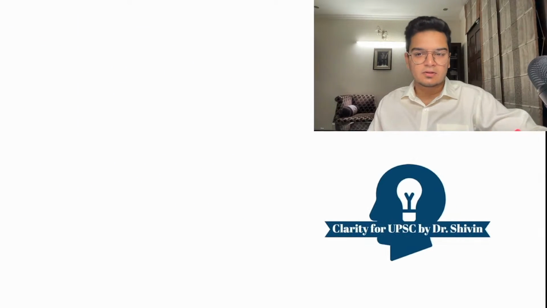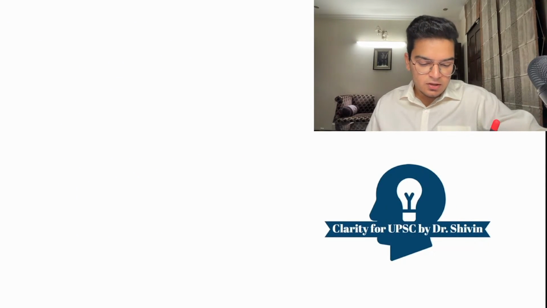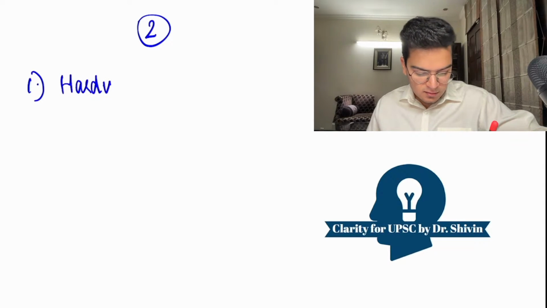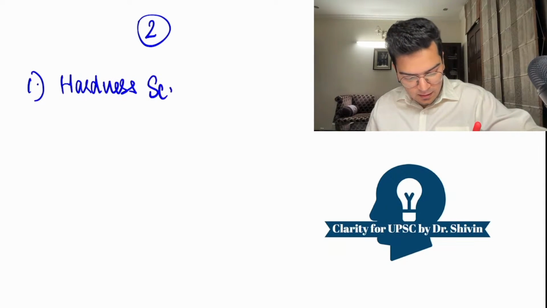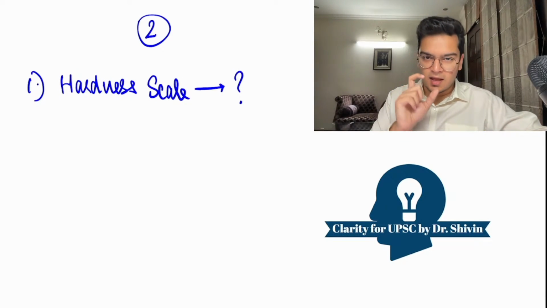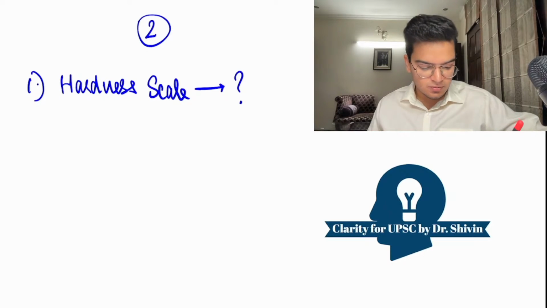Okay, let's move on to the next question. The next question is actually a two-part question. Part one is I'm asking you to name the scale of hardness. The hardness scale which is used to judge the hardness of materials. What is the name of this hardness scale? This is the first question.